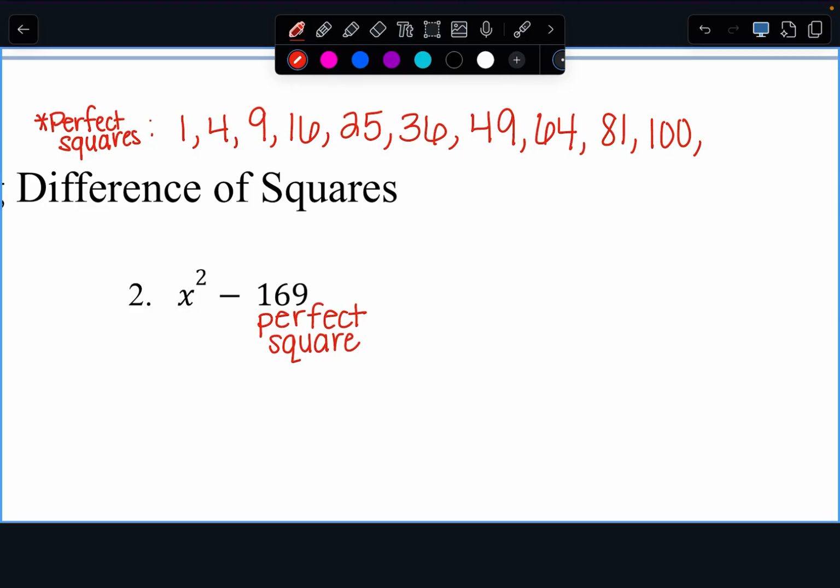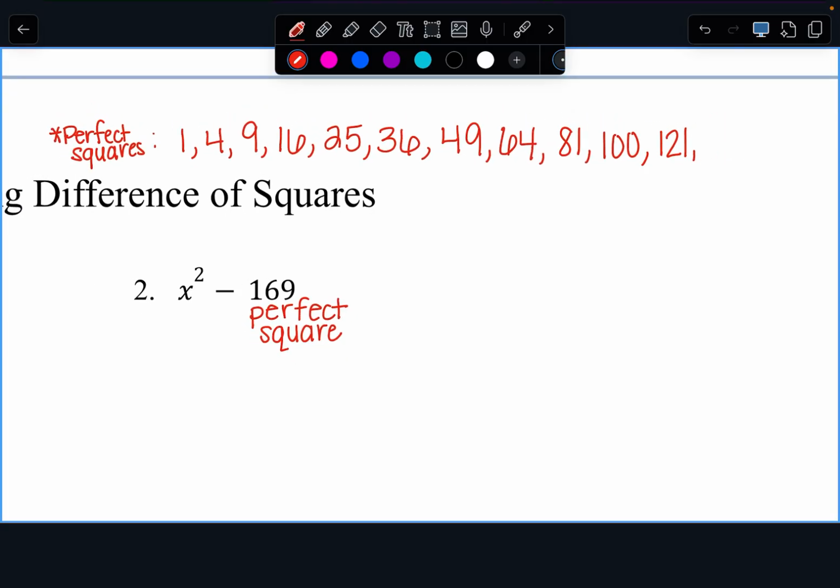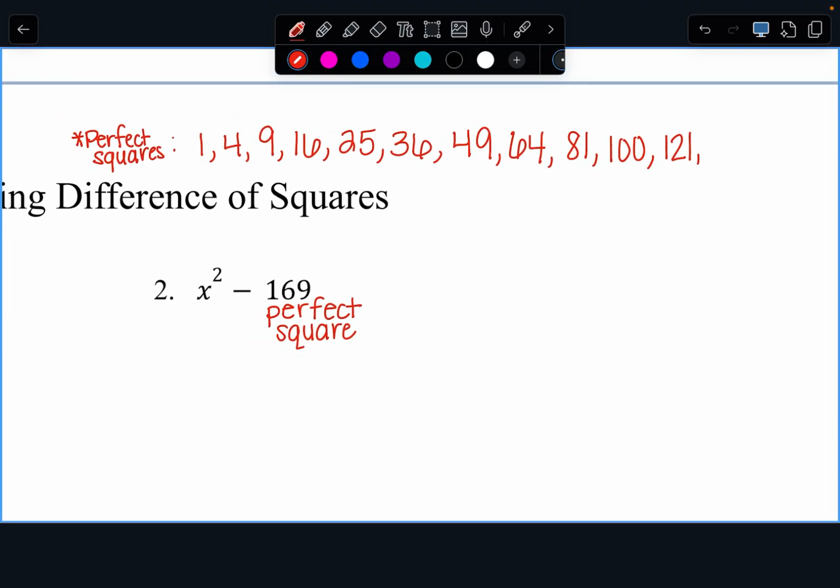11 times 11 is 121. 12 times 12 is 144. 13 times 13 is 169. So that's a pretty good list of your perfect squares. Perfect squares means the way you get that answer is a number times itself.